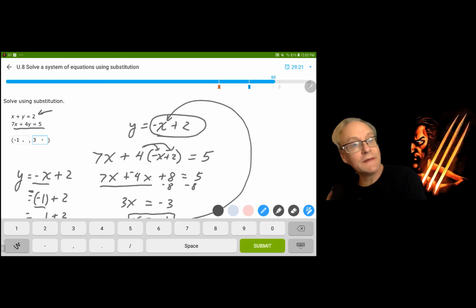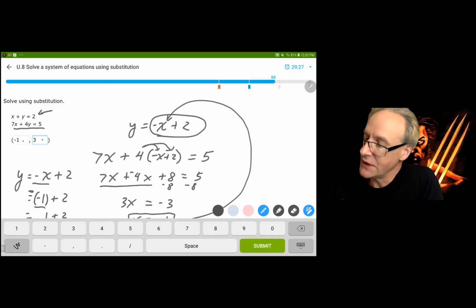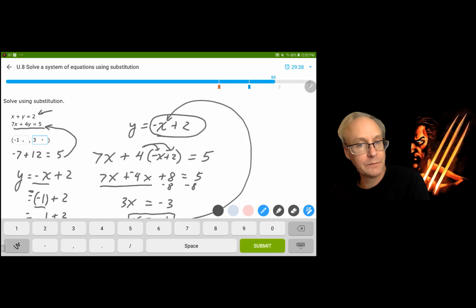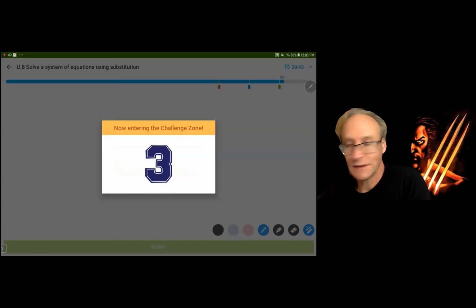Now, how can I check that? Well, I can put it in the top equation. Negative 1 plus 3 is 2, duh. And into the second equation. 7 times negative 1 is negative 7. And 3 times 4 is 12. And that does give me 5. And there's my answer. I know it's right. Be careful. And we're getting there. We're getting there.